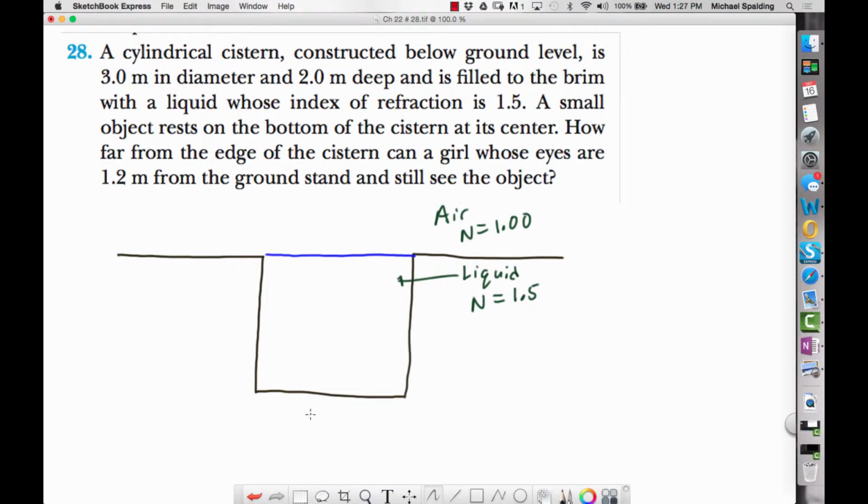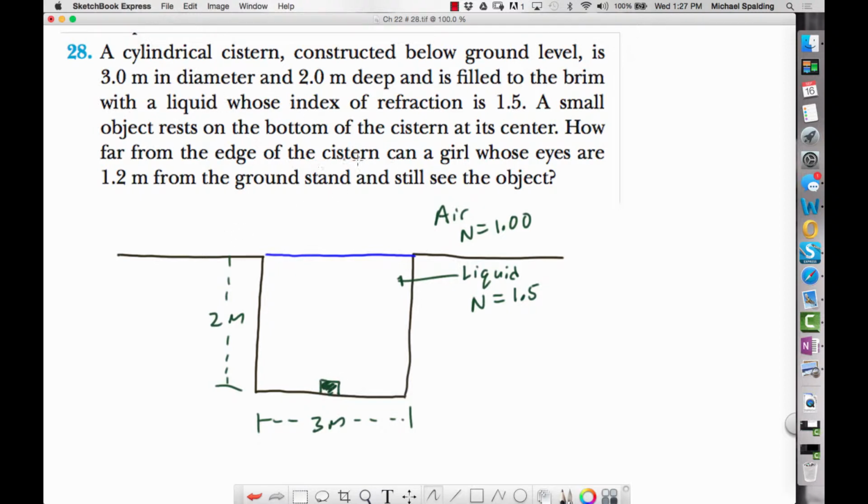So the diameter here is 3 meters. The diameter of the bottom, 3 meters. And it's 2 meters deep. Well, that is definitely not to scale. I apologize. 2 meters, 3 meters. Okay. A small object rests on the bottom at the center. So we have this object resting right here at the bottom of the barrel, which is filled with liquid.